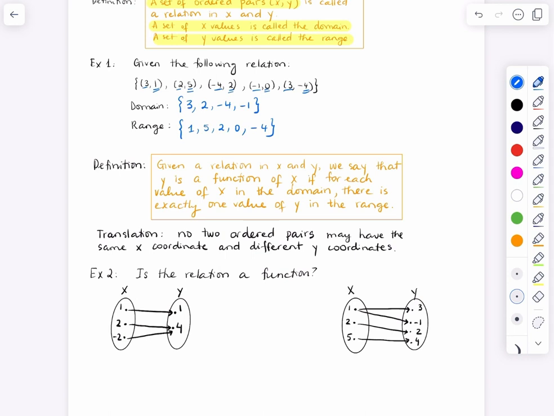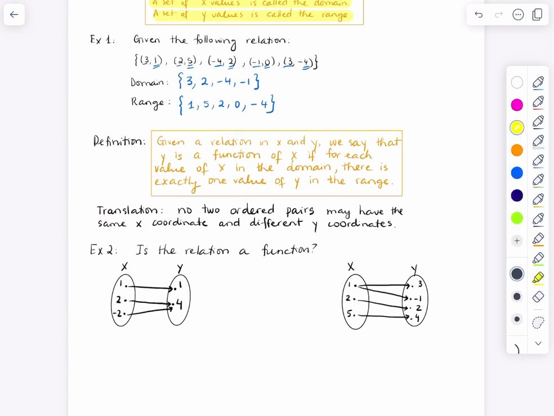Now let's talk about function. By definition, given a relation in x and y, we say that y is a function of x if for each value of x in the domain, there is exactly one value of y in the range. What it means is no two ordered pairs may have the same x coordinate and different y coordinates at the same time. So let's look at these two examples.